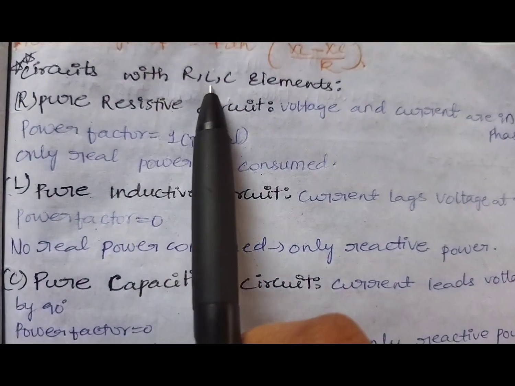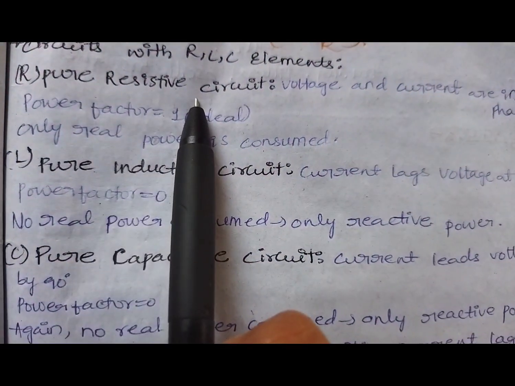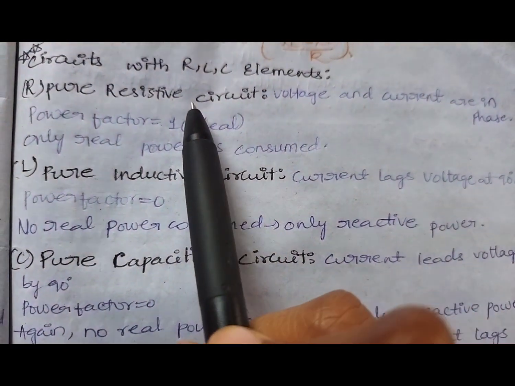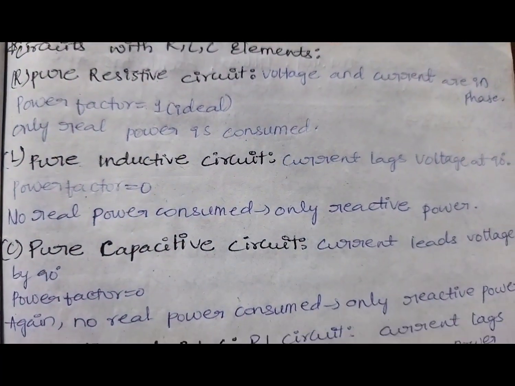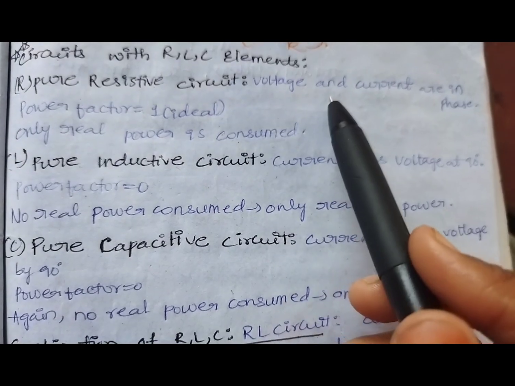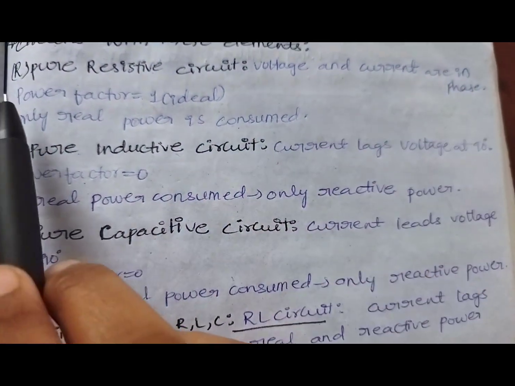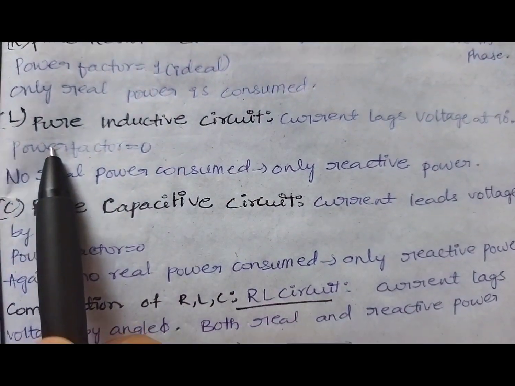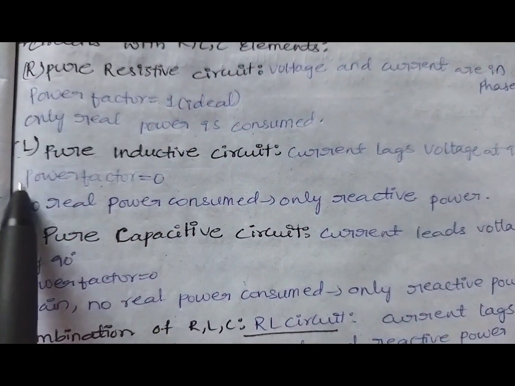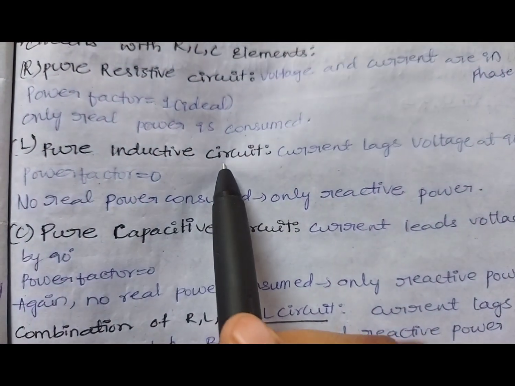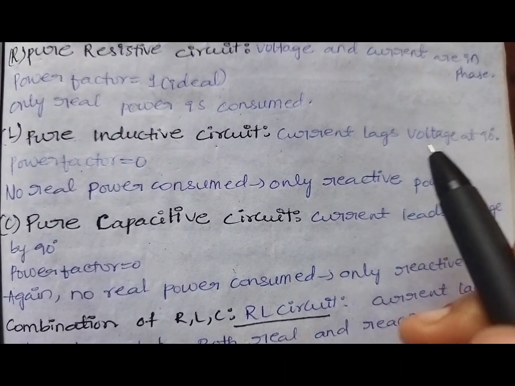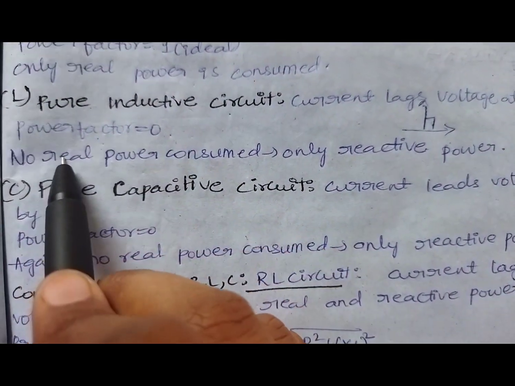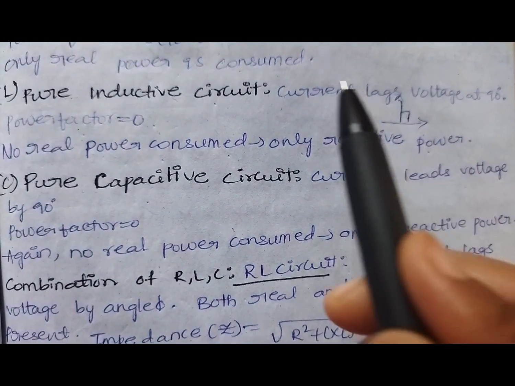Circuits with RLC, three elements together: pure resistive, pure inductive, pure capacitive. In a pure resistive circuit, voltage and current are in phase, with power factor equal to 1. It is also known as the ideal stage, and only real power is consumed. For pure inductance L, current lags voltage by a straight 90 degrees, and power factor equals 0. No real power is consumed, only reactive power.